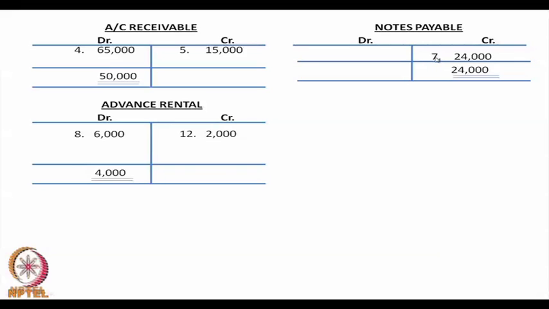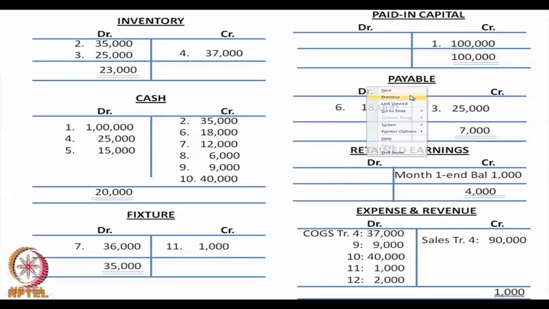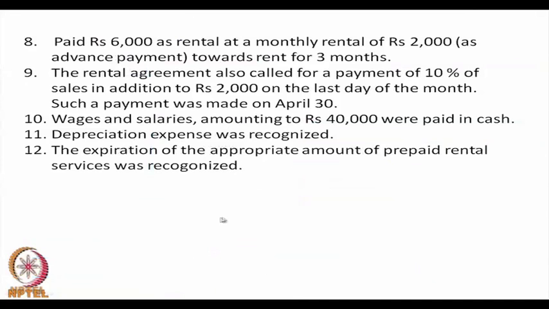this is the 7th transaction for 24,000. So, these are the 3 entries. Once again 24 plus 12, 36,000 that appear in the right hand side match with 36,000, which is the fixed asset value appearing in the debit side of the accounts.